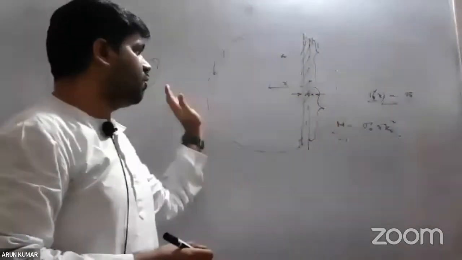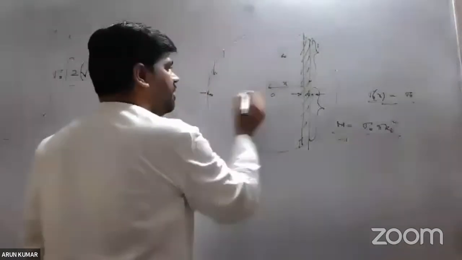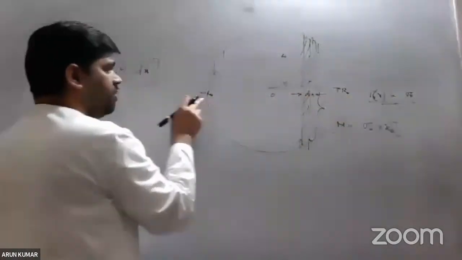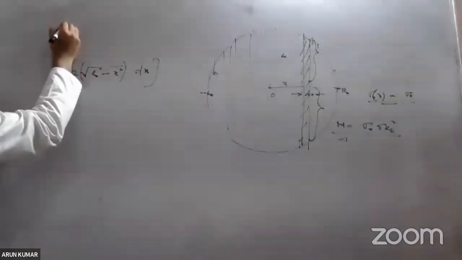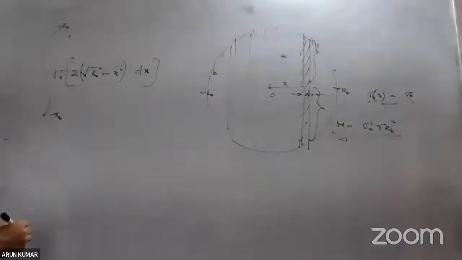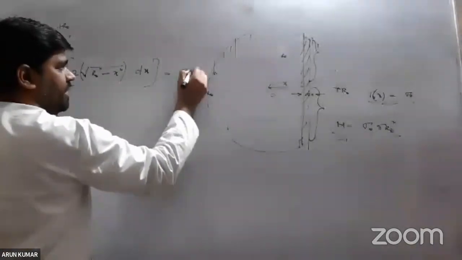To cover everything, I want the whole disc. If this is the origin, this is minus r naught and this is plus r naught. So my x is going from minus r naught to plus r naught. Now if we integrate this also, what we get is sigma naught into pi r square.